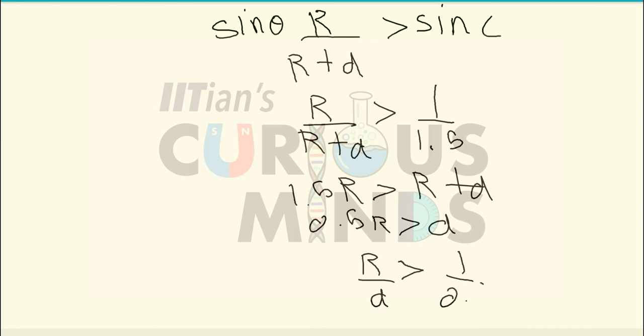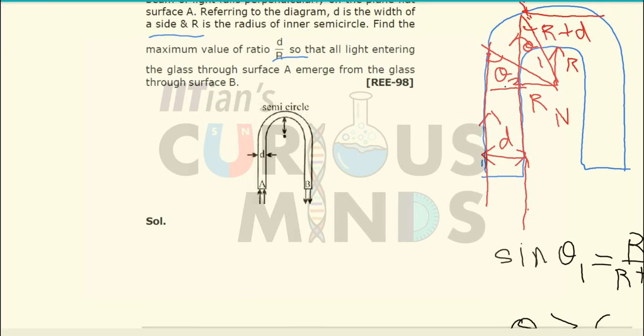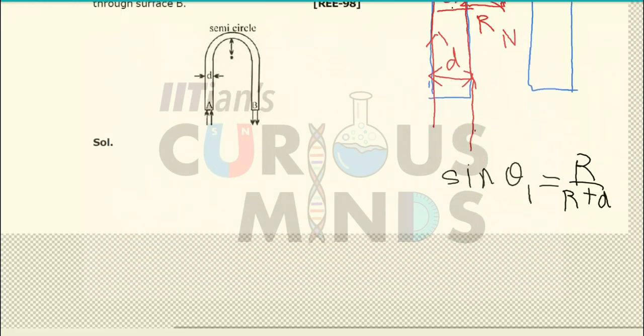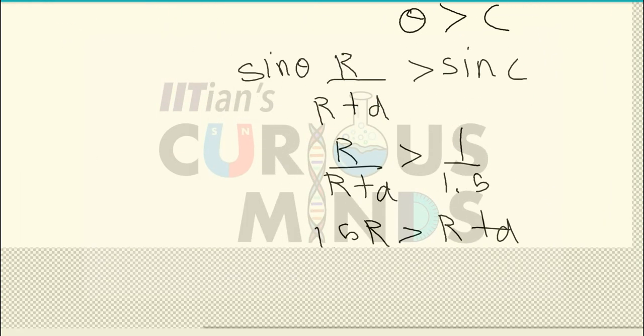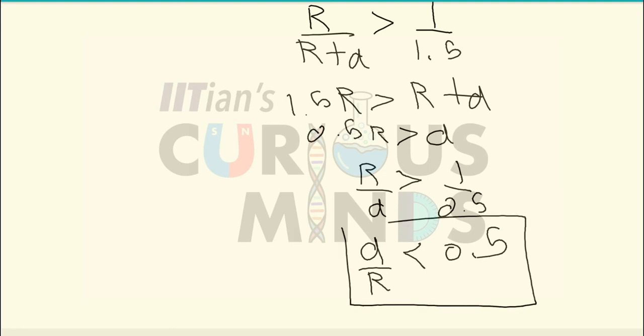In the given question, we need the maximum value of the ratio d by R. When I take the reverse part and shift it to the left hand side, d divided by R should be less than 0.5. So the maximum value of d by R will be equal to 0.5, but actually the value should be lesser than that in order for total internal reflection to take place.